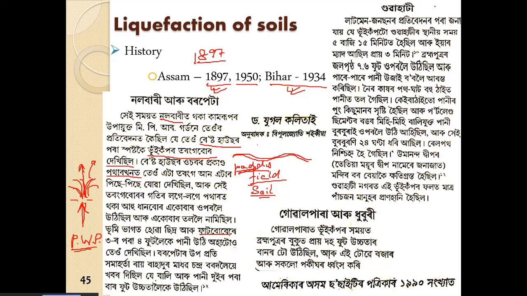Then again you can see here in Guwahati, all right. First of all, there were waves in the Brahmaputra, in the river Brahmaputra, and all the river banks were inundated, so it was flooded. The waves, from the waves of river Brahmaputra, নৈৰ কাষৰ পথ ঘাটবোৰ বহু ঠাইত পানীৰ তল গৈছিল, right? কেইবা ঠাইতো পানীৰ পুং কিছুমানৰ সৃষ্টি হৈছিল, আৰু পোৰ্টলেণ্ড চিমেণ্টৰ ৰঙৰ মিহি মিহি বালিযুক্ত পানী বুৰবুৰাই ওপৰলৈ উঠি আহিছিল.